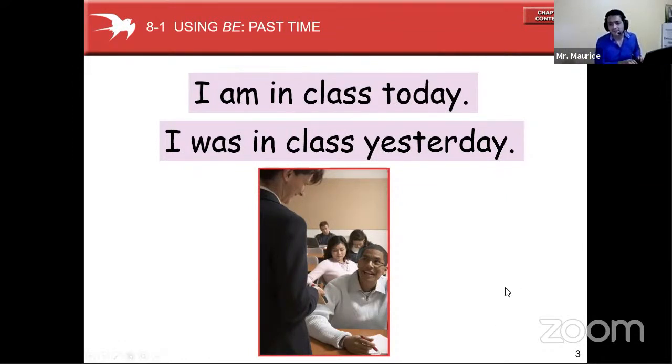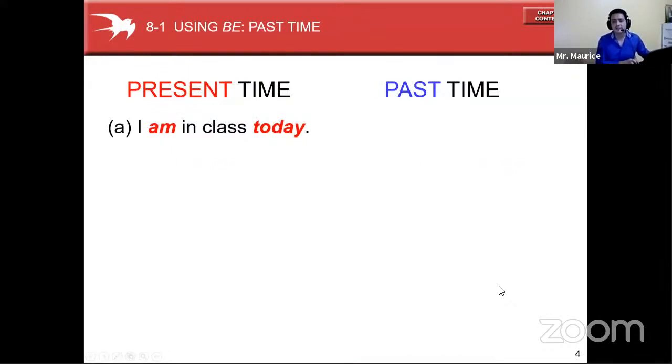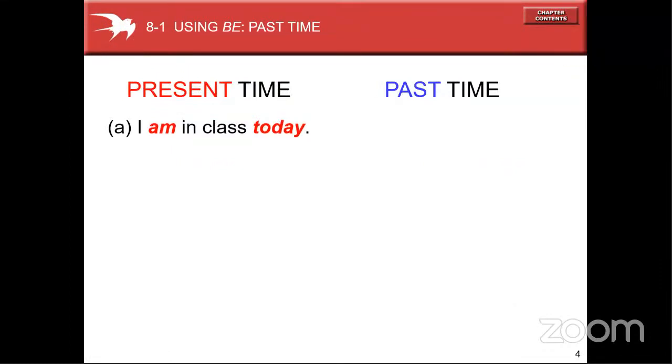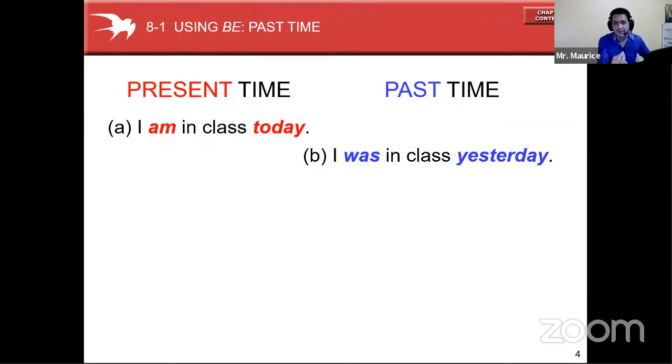Okay, let's continue. I want you to focus on these sentences. Number 1, with letter A and letter V. Please, for better understanding, we have 2 different colors. For the present, we have red color, and for the past, we have blue color. You see the difference with the verb to be and also the time clause. Today and yesterday. And the verb to be, I am and I was.